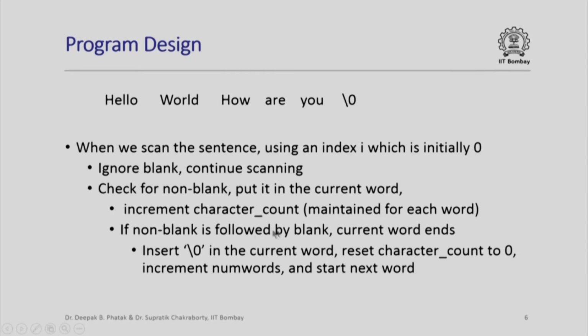If a non-blank character is followed by a blank, observe here, O is followed by this blank. The current word ends, hello has ended. When that happens, we will insert a \0 in the current word, and reset the character count to 0 because for the next word we have to start counting characters again. We will increment the number of words, which is stored in a variable num_words, and we start the next word. Notice that num_words can also be used as an index for the row of the two-dimensional array word because that represents the number of words.